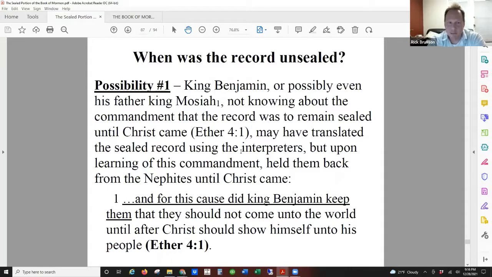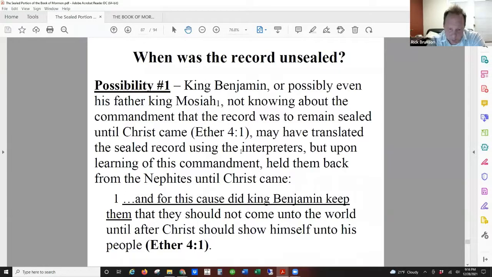Possibility one is that King Benjamin, or maybe even his father, King Mosiah, not knowing about the commandment that the record was to remain sealed until Christ came, remember, this is a completely different nation, may have translated the sealed record using the interpreters, but upon learning of this commandment that it should be kept back, they held back the interpretation from the Nephites until Christ came. And there's this reference in Ether 4:1 that suggests that this may have been the case.